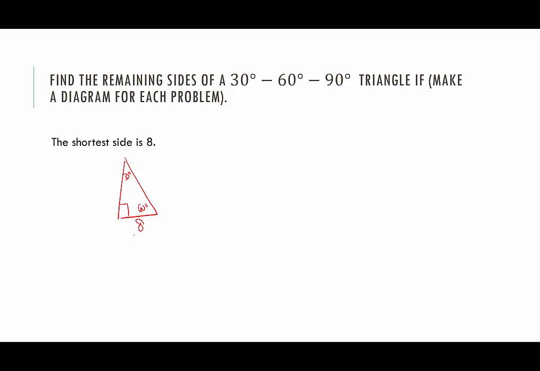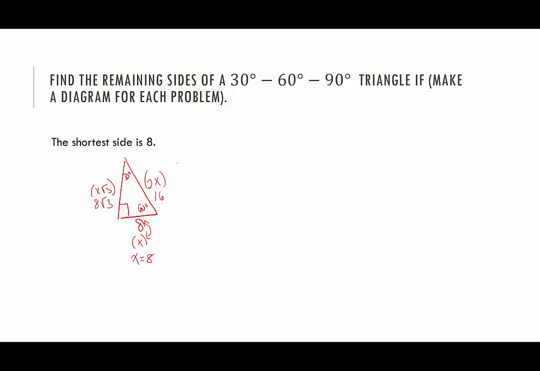Remember the ratio. The side opposite 30 is x, the side opposite 60 is x root 3, and the side opposite 90 is 2x. So I'm going to put those in parentheses. And now what we can do is say, well, I know that 8 is equal to x, because that's the information I was given. So I can plug in 8 for x to find the other 2 sides. So the side opposite 60, remember I'm replacing x with 8, would be 8 root 3. And the side opposite the right angle is double the side length opposite the smallest angle, so that would be 16.